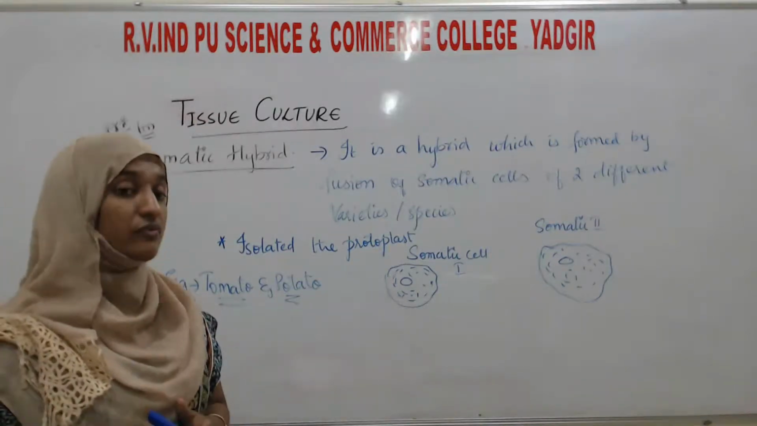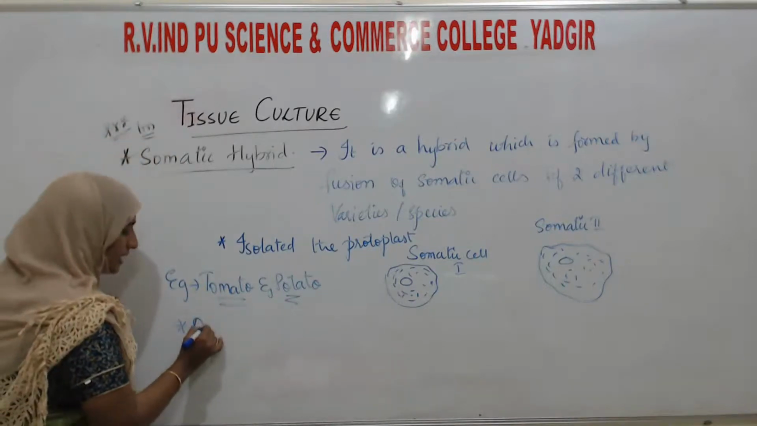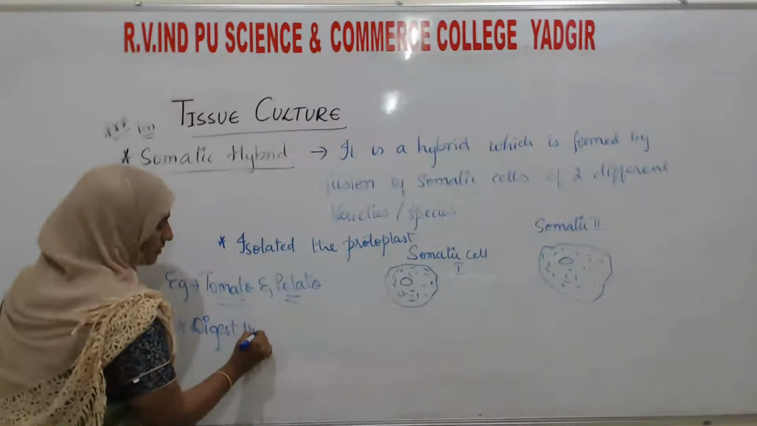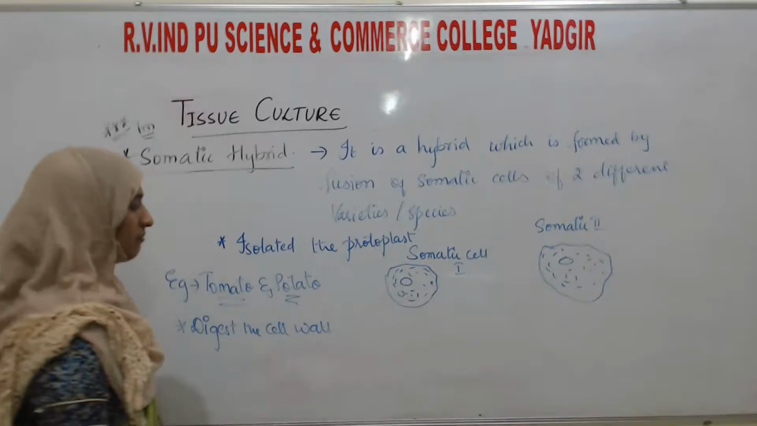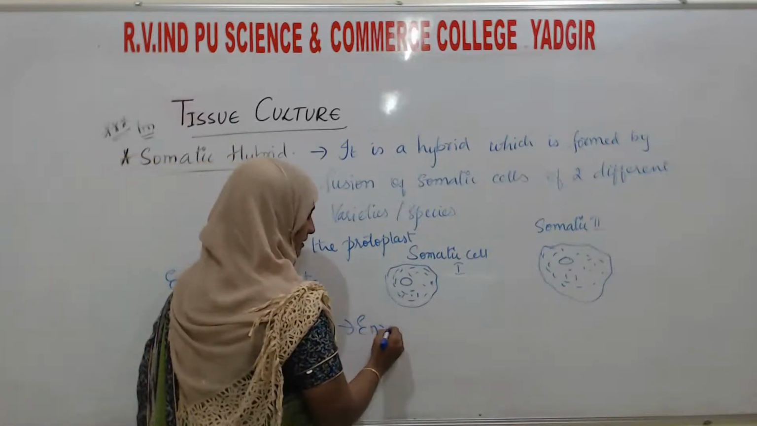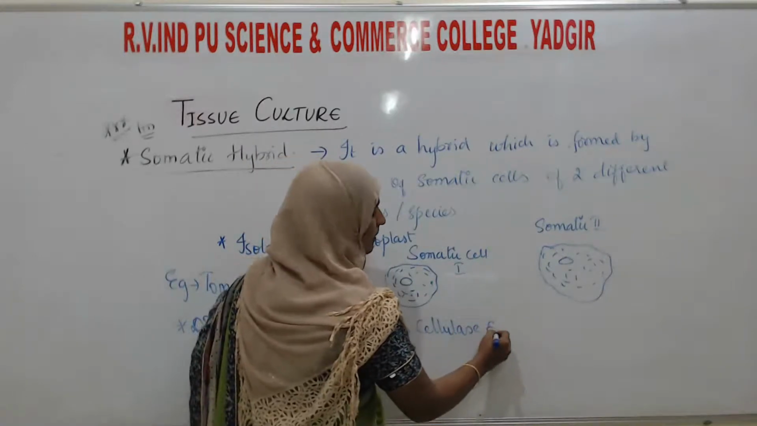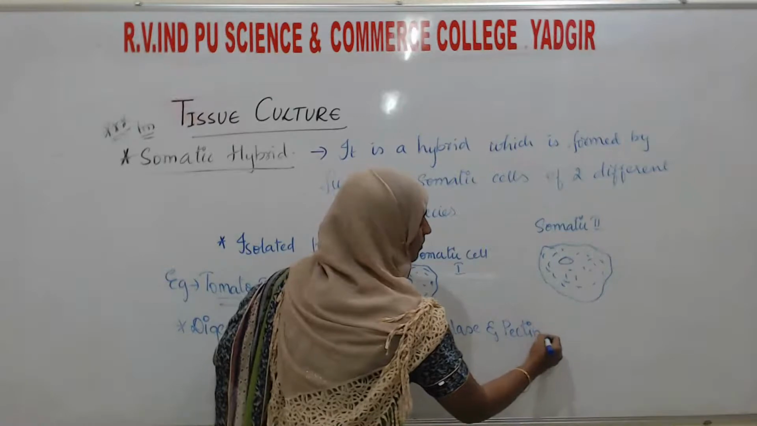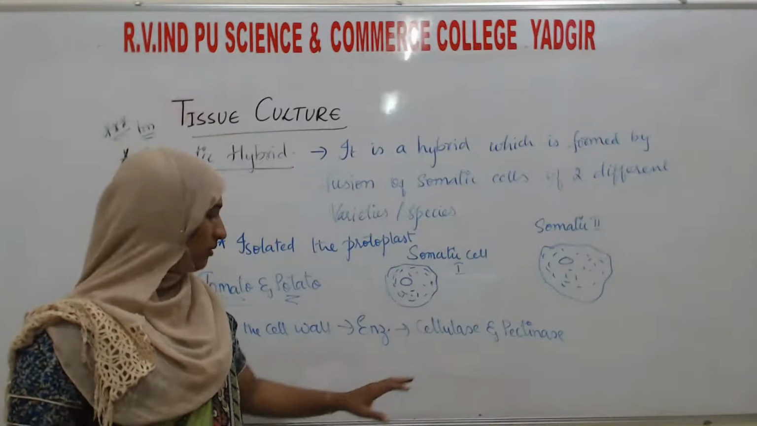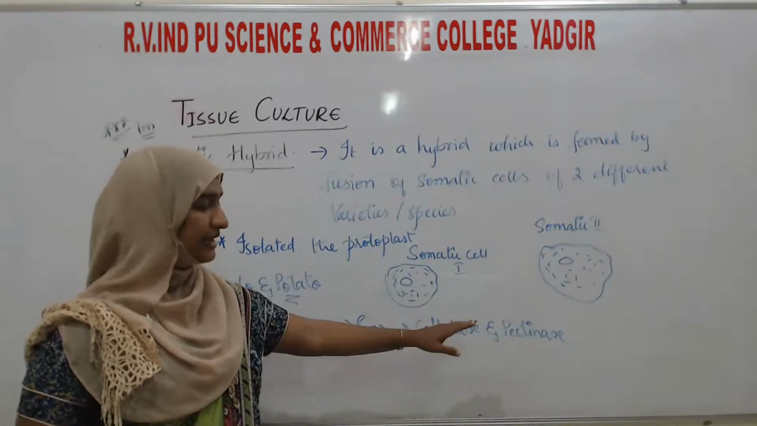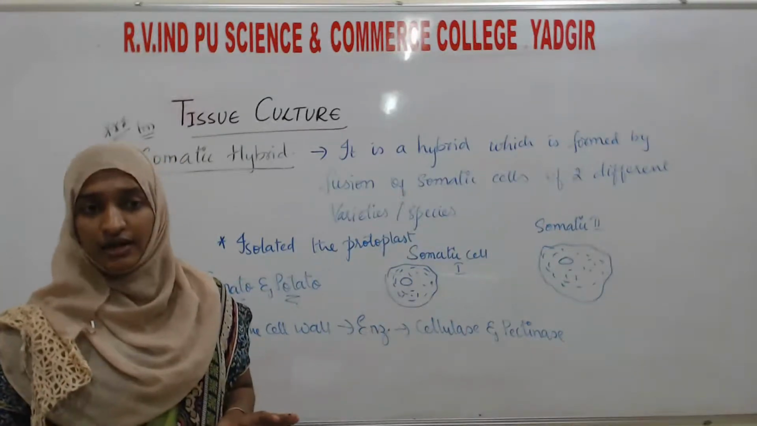How? Before fusion, in the second step, they will digest the cell wall. How do they digest the cell wall? By using enzymes, cellulase and pectinase. Now the cells are free from the cell wall. By using cellulase and pectinase, they remove or digest the cell wall.